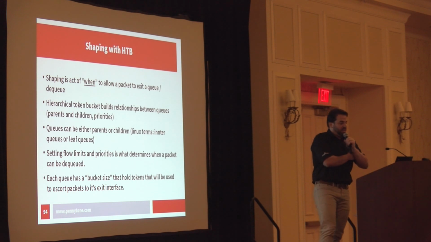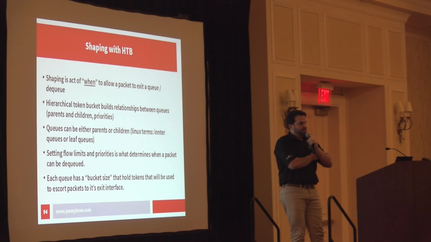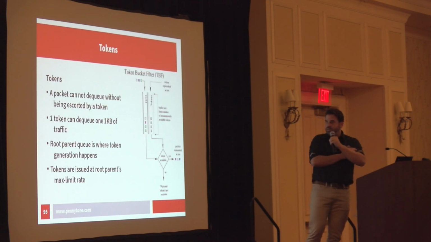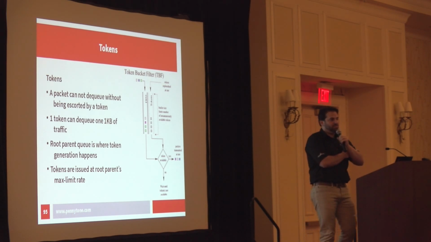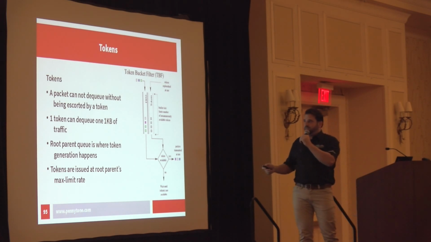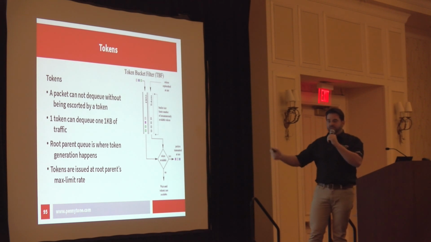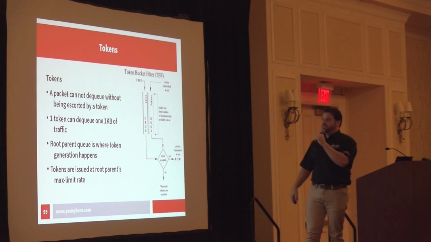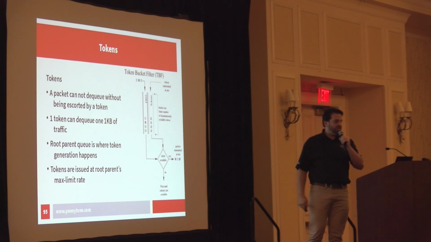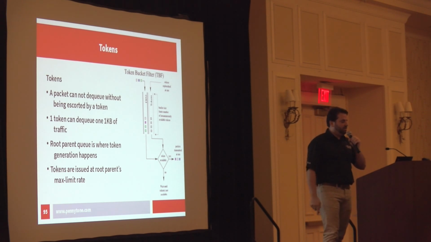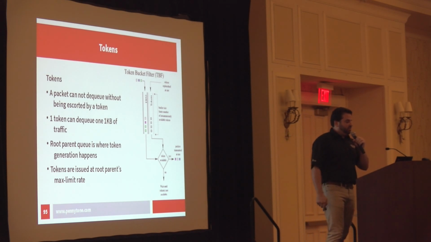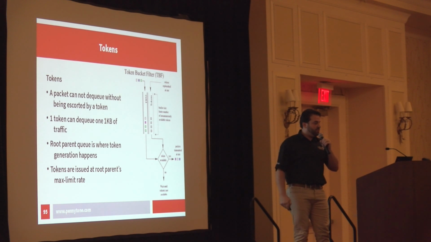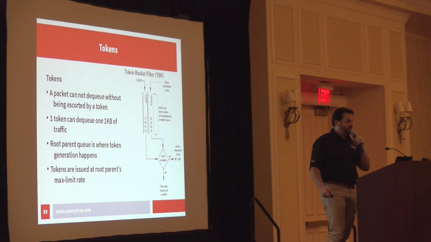And each queue has a bucket size that holds tokens that will be used to escort a packet to its exit interface. So now is a good time to talk about tokens. What are tokens? We hear about them. What exactly do they do? Well, really their only function is to escort a packet out of a queue. A packet cannot dequeue without being escorted by a token. One token can dequeue up to 1 kilobyte of traffic. The root parent queue is where token generation happens, and tokens are issued at the root parent's max limit rate.